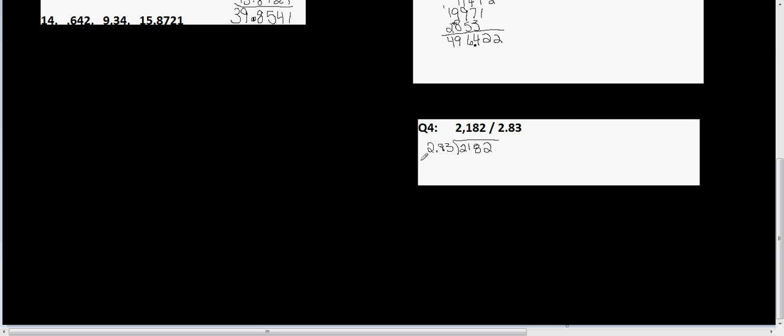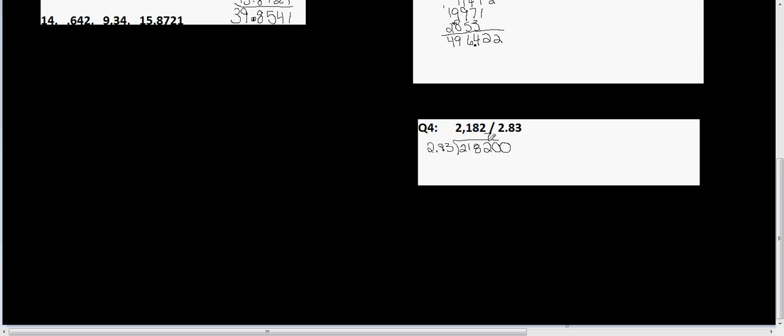First thing you want to do is to remove that decimal. We do that by looking at the number of spots to the right of the decimal. There's 2. So we'll add 2 zeros to this number and then pretend that decimal spot doesn't exist. So 283, how many times does that go into 2? Can't do it. 21, can't do it. 218, can't do it. How about the whole 2182? Yes, it can. 7 times.